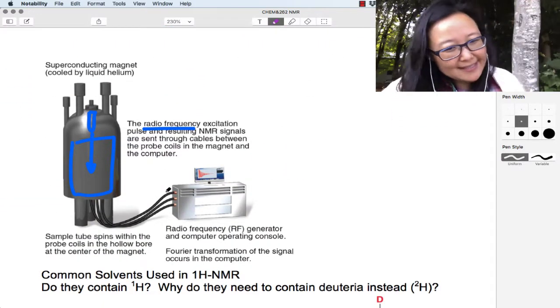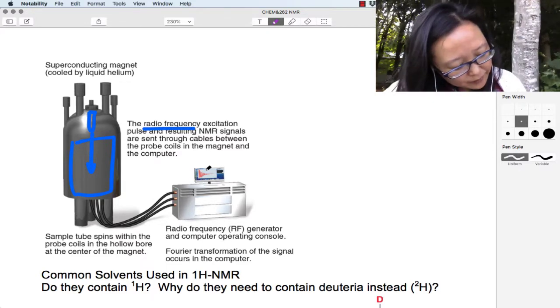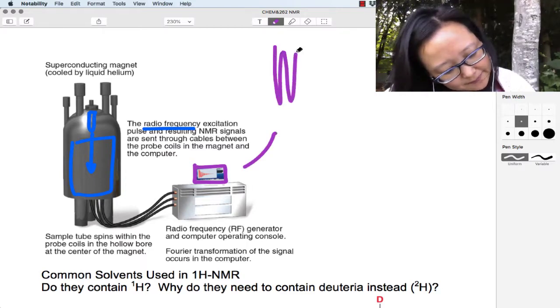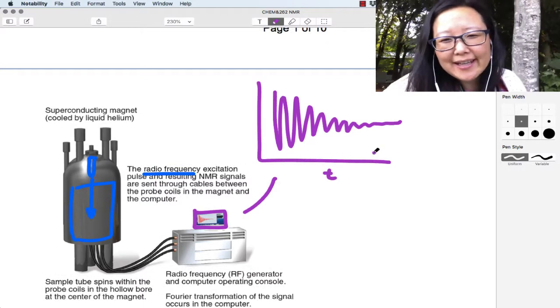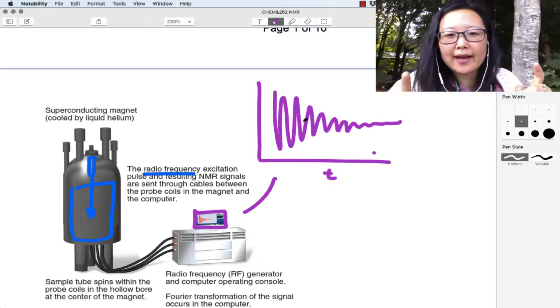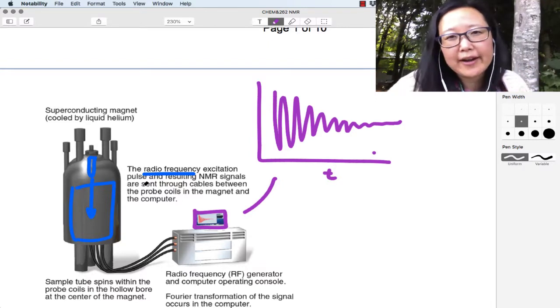As it relaxes, there's this signal that gets sent to the computer, and you can see on the screen that it looks like this. It's a very complicated signal. What happens here is I collect some information in the form of a free induction decay, which is a complex signal. Let's say I have a hydrogen 1 probe in here. It tells me how the hydrogen 1s are giving off these signals based on their electronic environments.